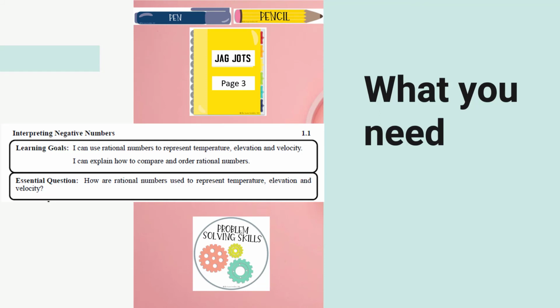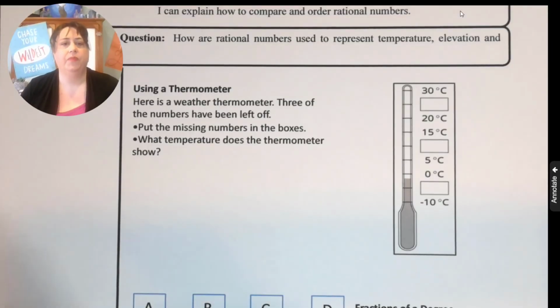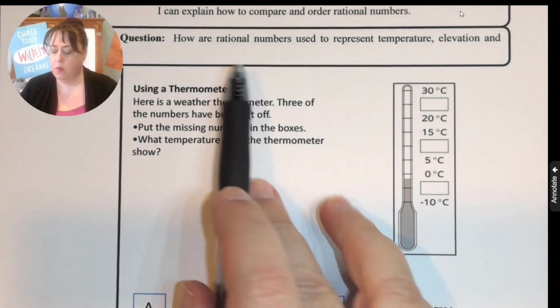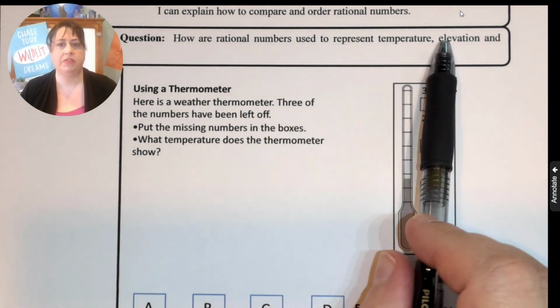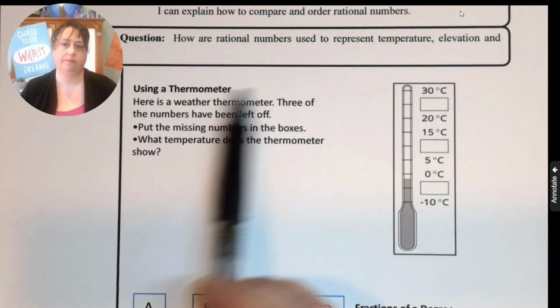Today you need to have something to write with, a pen or a pencil, your Jaguar Jots starting on page 3. It will be interpreting negative numbers 1.1 with your learning goals and your essential question, and you need to always bring your problem solving skills. So let's get started. Our essential question drives our work for today. We want to know how we use rational numbers to represent temperature, elevation, and velocity.